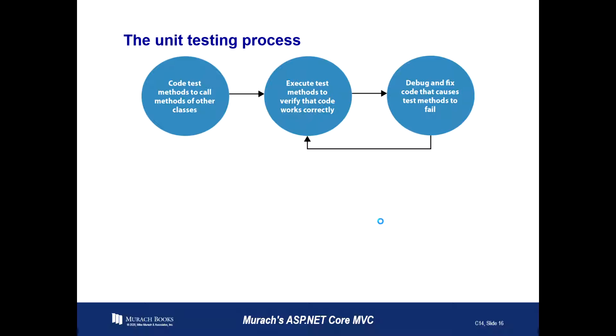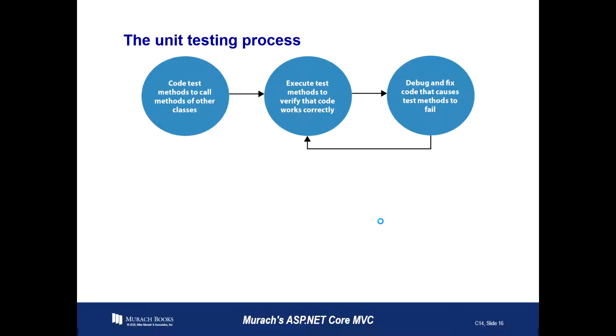Then you execute that test, or all of the tests, to verify that your code works correctly, or as you coded it. And if it does work correctly, you can continue on coding. And if it doesn't work correctly, you can go back to that method and figure out why. There's a couple of different ways you can do this.